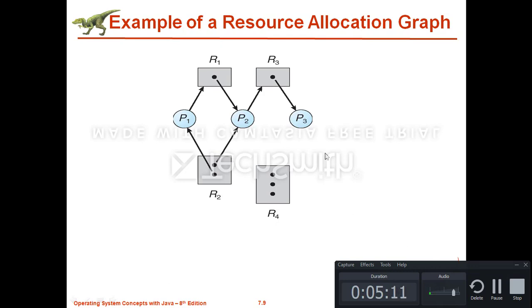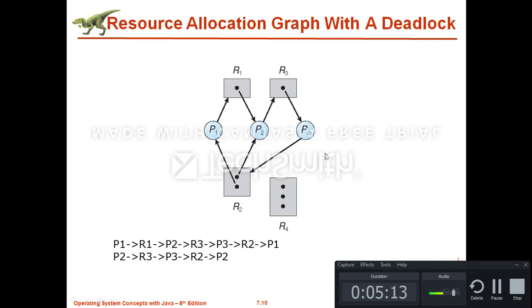Okay. Let's see another example where we can get a deadlock. Here, the same example is modified a little bit. P1 is requesting a resource R1, R1 is already with P2, P2 is requesting resource R3, R3 is already with P3. But P3 is in turn requesting the resource R2. How many copies of R2 were available? 2 copies were available. One is assigned to P1, one is assigned to P2.